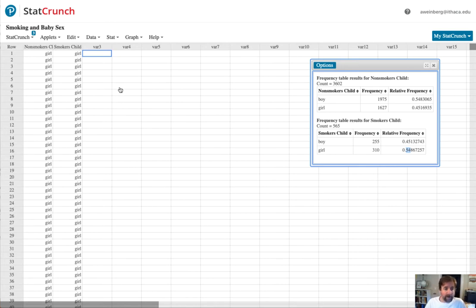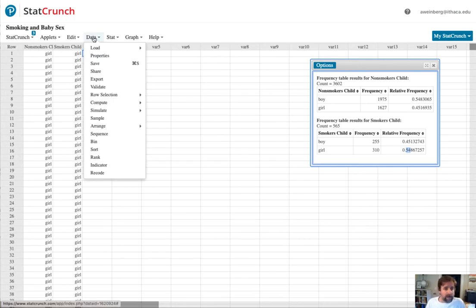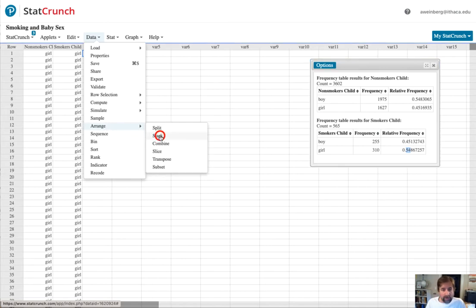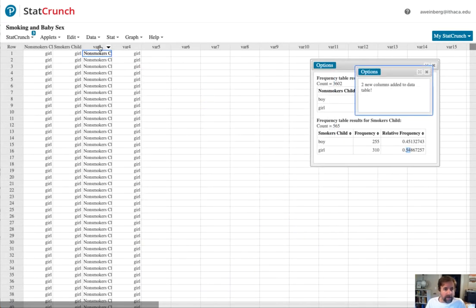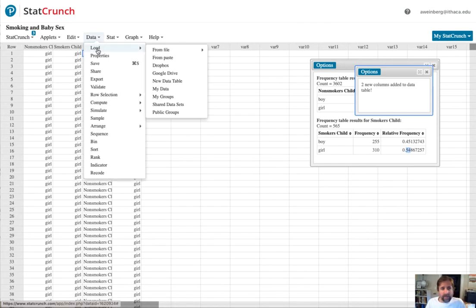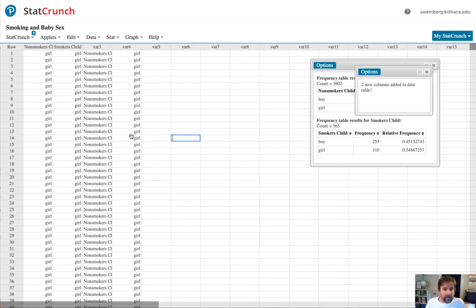And we can model that by taking the non-smokers and smokers data and combining them. The way we do that is we go to data and then arrange, and we're going to stack these two columns on top of each other. So I compute that. And var3 here is telling us which column things came from, and var4 is telling us whether it was a girl or a boy. So var4 is our model, in particular our null model.